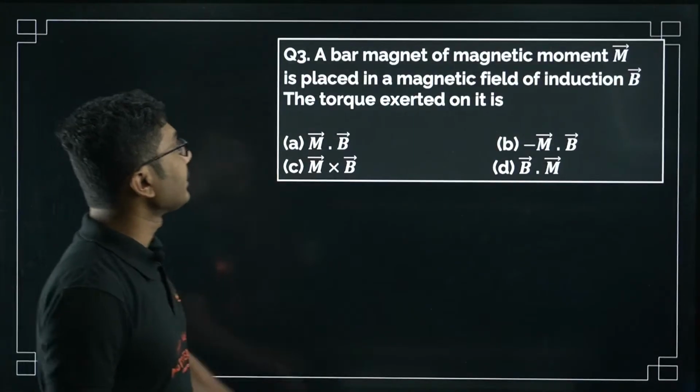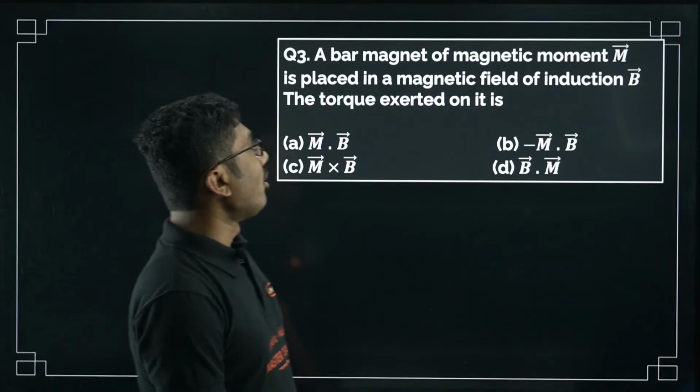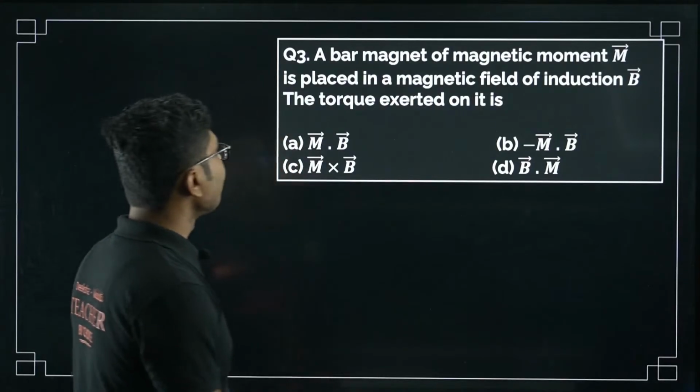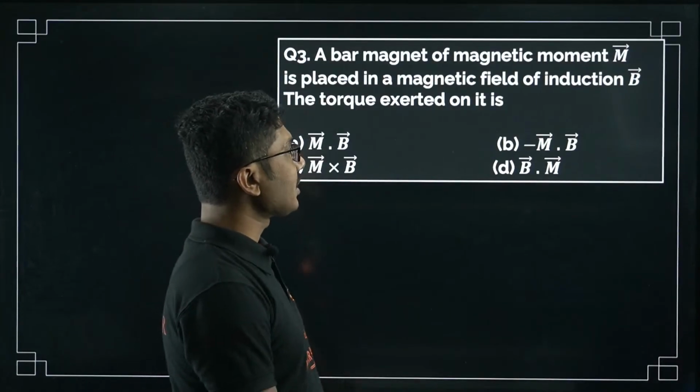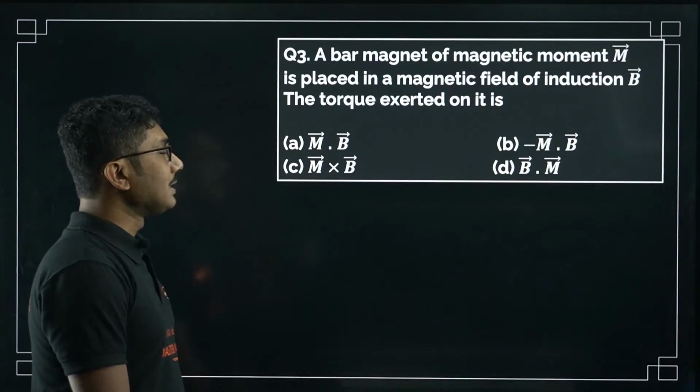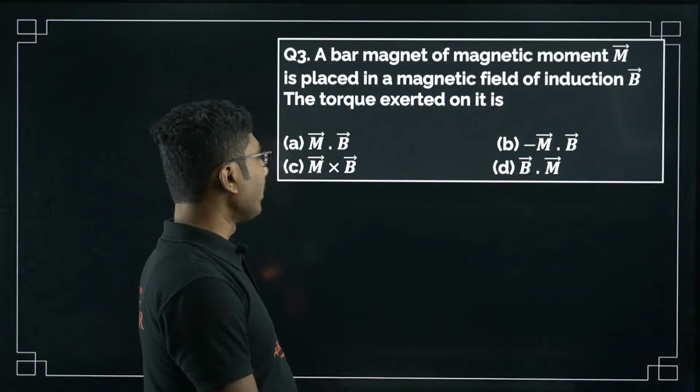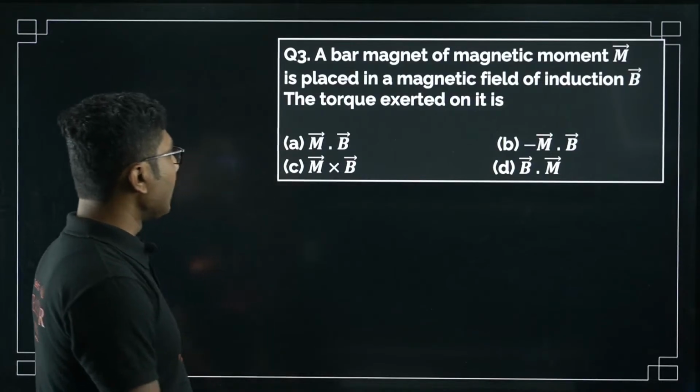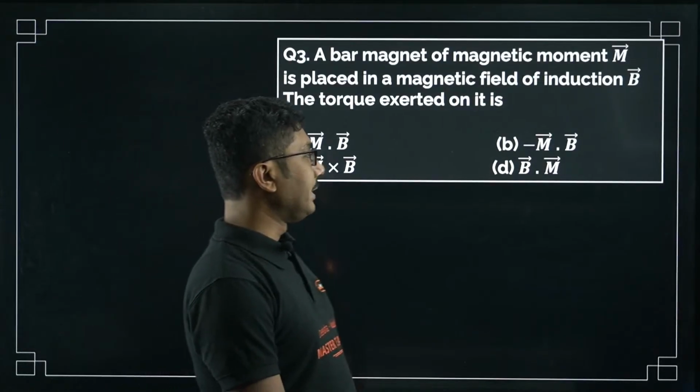Now another easy question. A bar magnet of magnetic moment M is placed in a magnetic field of induction B. The torque exerted on it is: m dot b, minus m dot b, m cross b, b dot m.